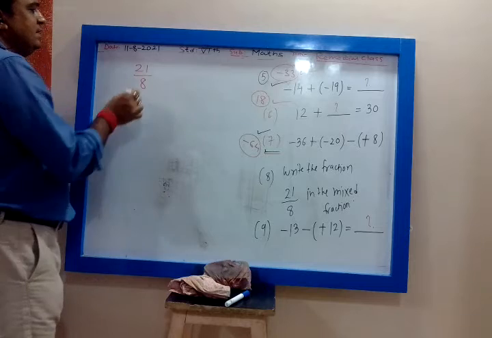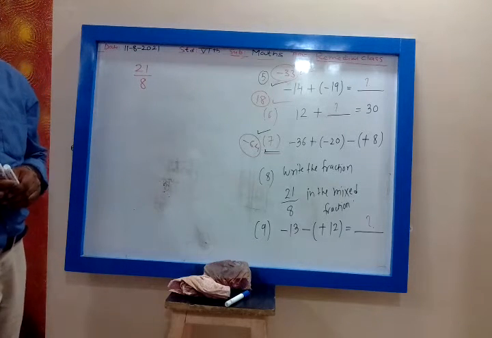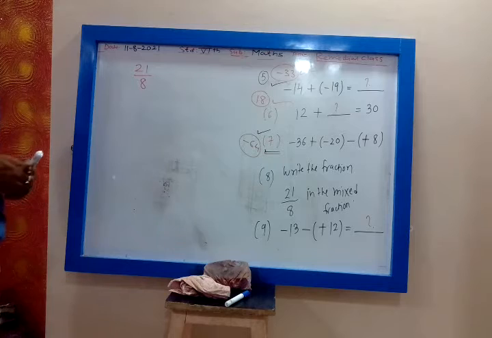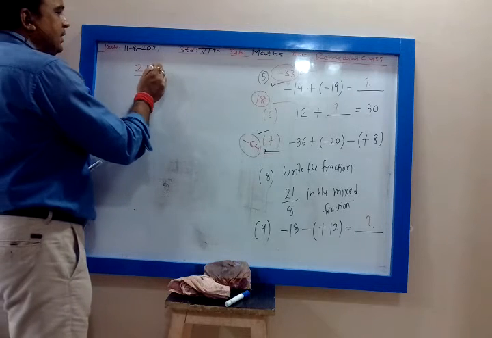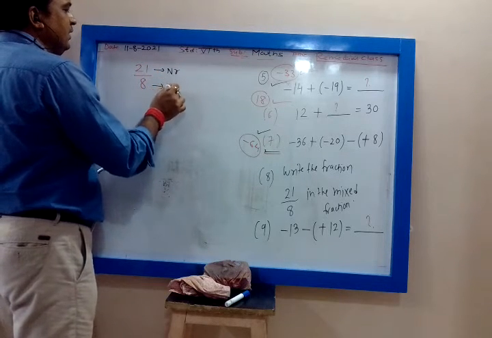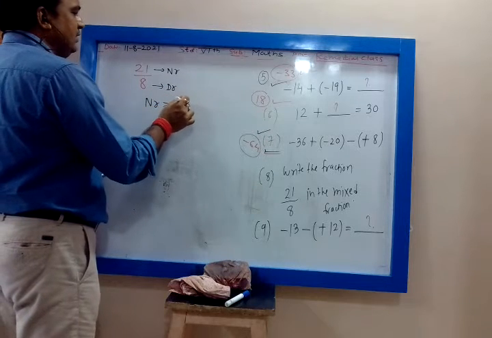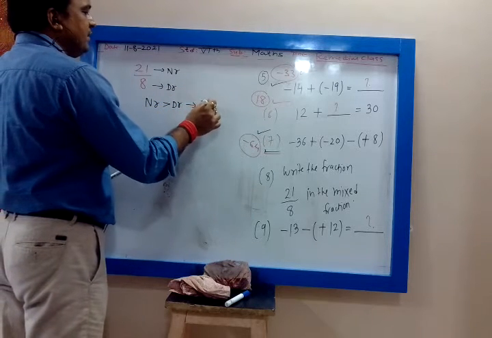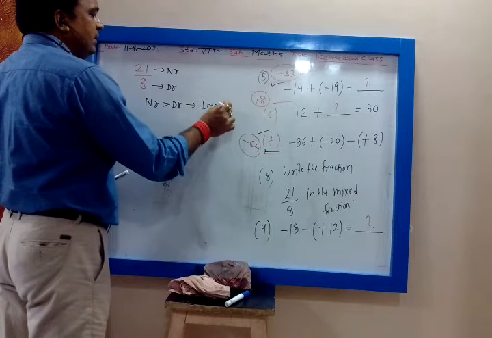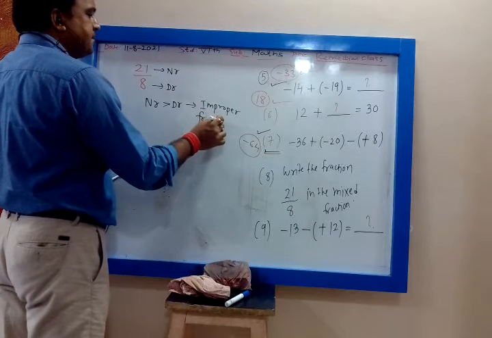What type of fraction is this? Tell me. Proper fraction or improper fraction? Yes. So 21 is my numerator, 8 is my denominator. And whenever the numerator is greater than the denominator, then it is an improper fraction. Remember.